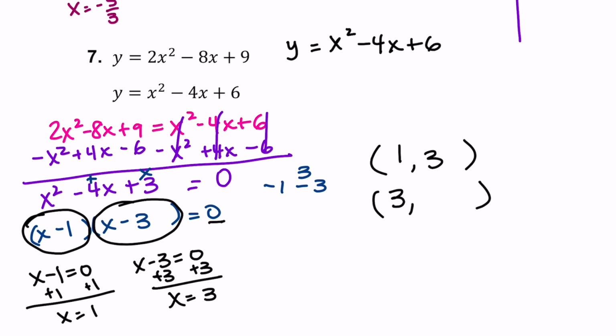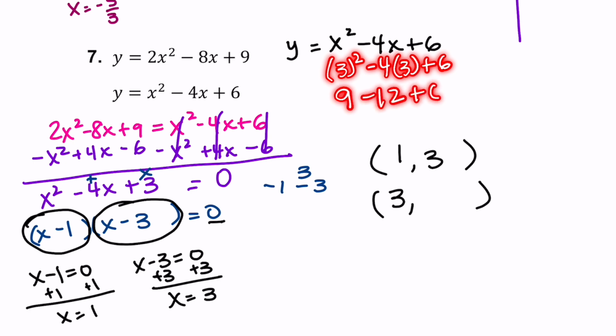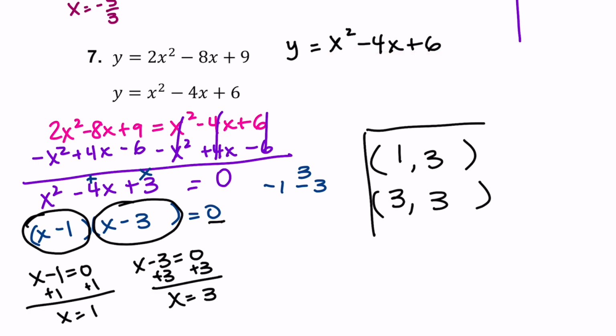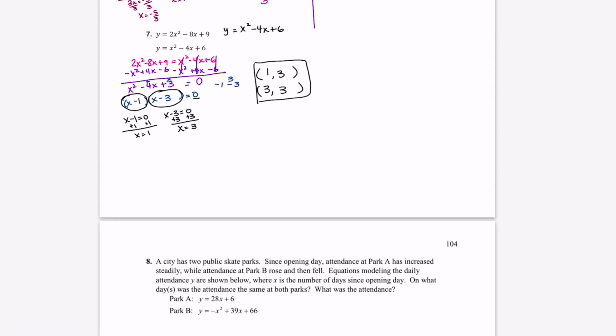Now we're going to do our second number by plugging a 3 in for x. 3 squared minus 4 times 3 plus 6. We have 9 minus 12 plus 6. 9 plus 6 is 15, minus 12 is going to equal a 3. So we have the points (1, 3) and (3, 3) as our answers.